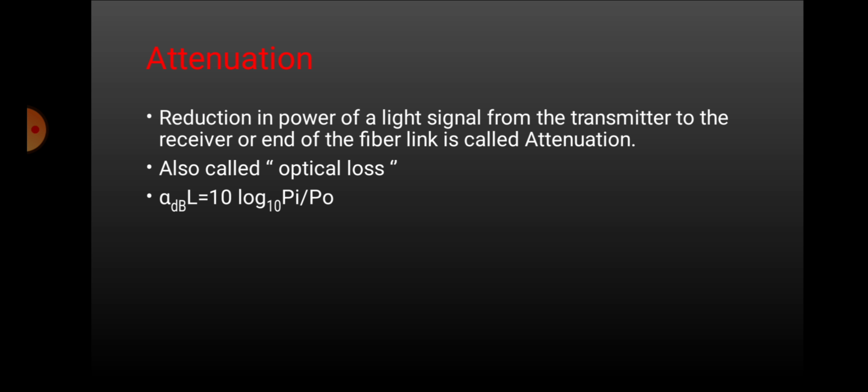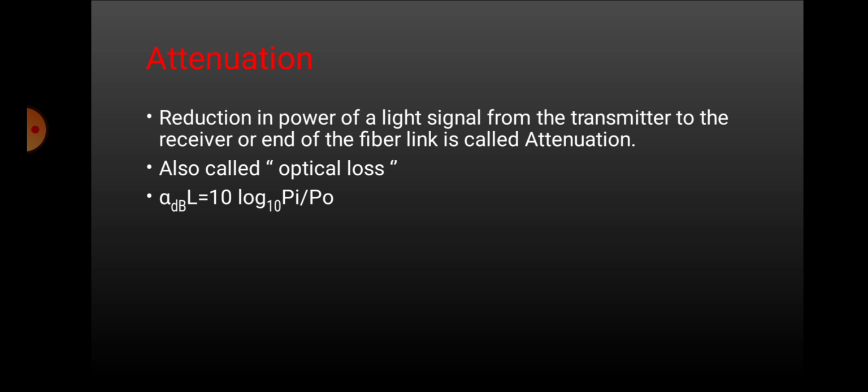Attenuation is the reduction in power of the light signal from the transmitter to the receiver, or the end of the fiber link. It is also called the optical loss. The attenuation of optical fiber is usually expressed in decibel per unit length.